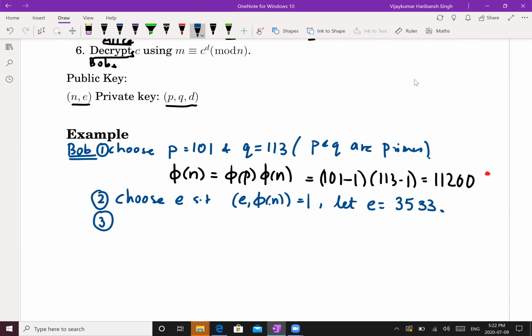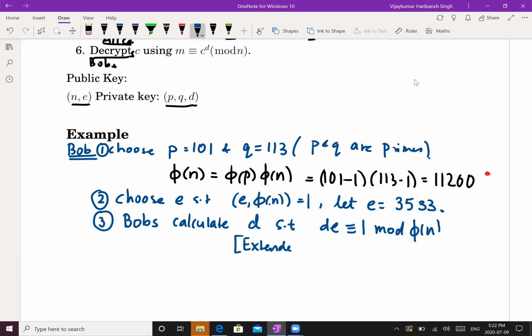Third, Bob also calculates D such that DE is congruent to 1 mod phi of n, again using the extended Euclidean algorithm. So all these computations are quick. They're not expensive at all.